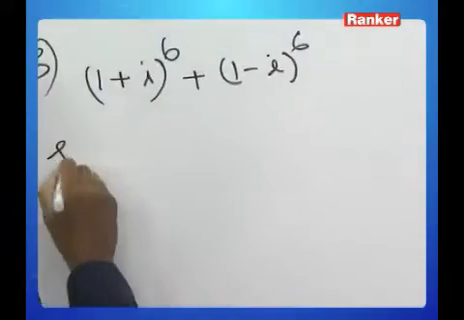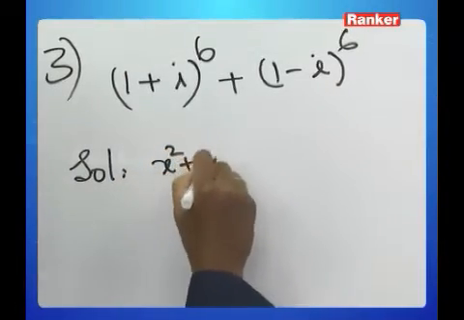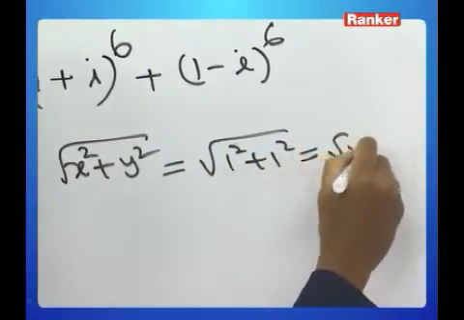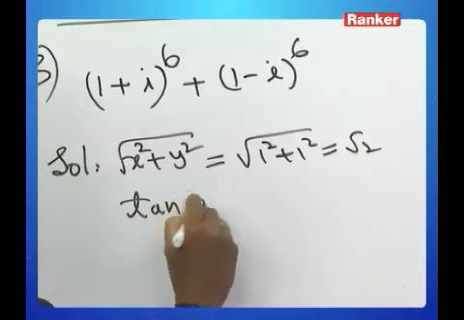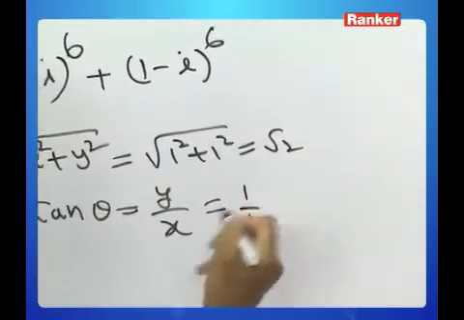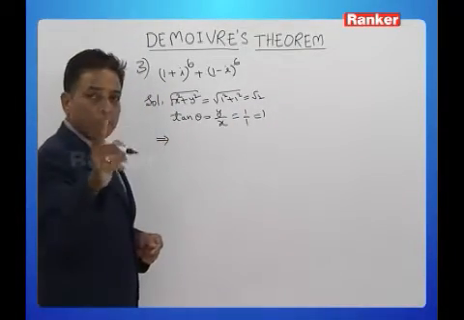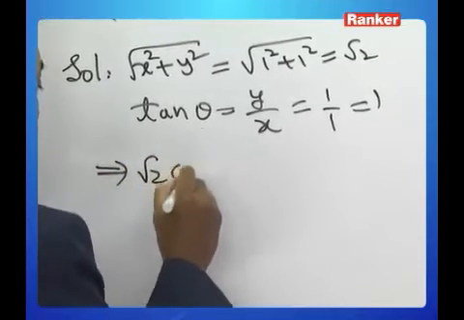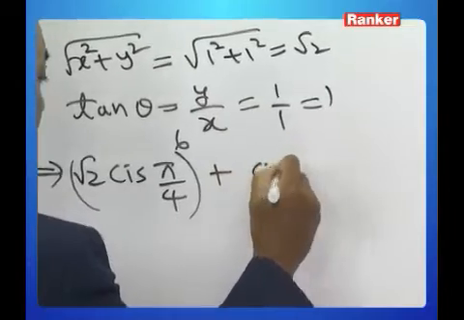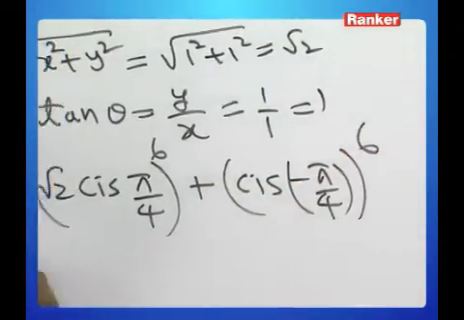Now, let us convert into modulus amplitude form. What is the modulus for this? Square root of x square plus y square, that is 1 square plus 1 square, root 2. So, let us find theta. Tan theta is y by x, amplitude, that is 1 by 1. So, theta is pi by 4. So, I am converting into modulus and amplitude form: root 2 cis theta, that is cis pi by 4, whole power 6, plus cis minus pi by 4 whole power 6, right.